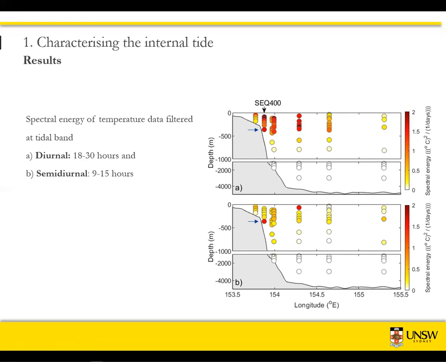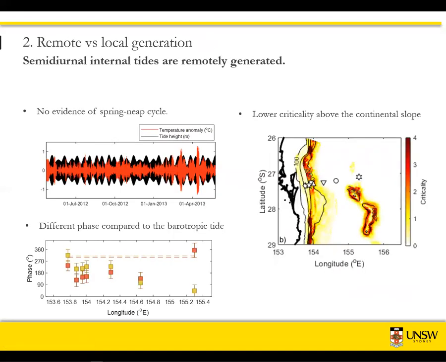And now we would like to know where this internal tide is being generated, whether locally above the continental slope or if it is coming from a distant place. So for that, we compare here the temperature anomaly of the internal tide with the barotropic tide height. So we can see that the semi-diurnal internal tide doesn't have a spring-neap cycle. And also the peaks of the semi-diurnal tide occur at the neap tides. So that's one indicator of remote generation.